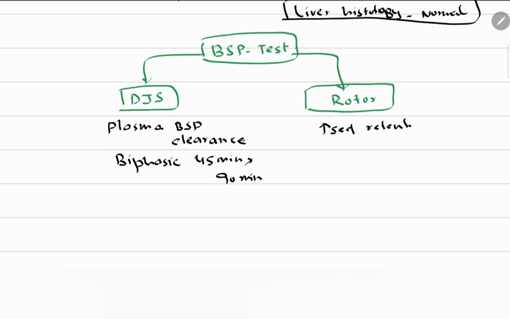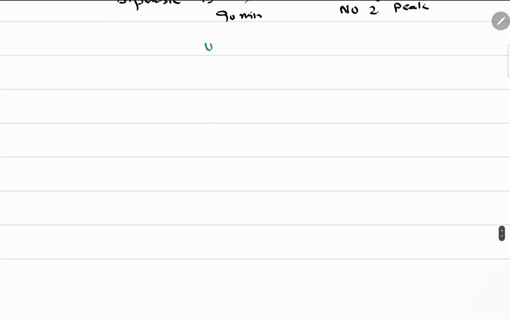In Dubin-Johnson syndrome, there is early retention at 45 minutes due to defective secretion. Then paradoxically, a secondary rise at 90 to 120 minutes because BSP glucuronides leak back into the plasma. So the classic finding is a biphasic plasma curve.